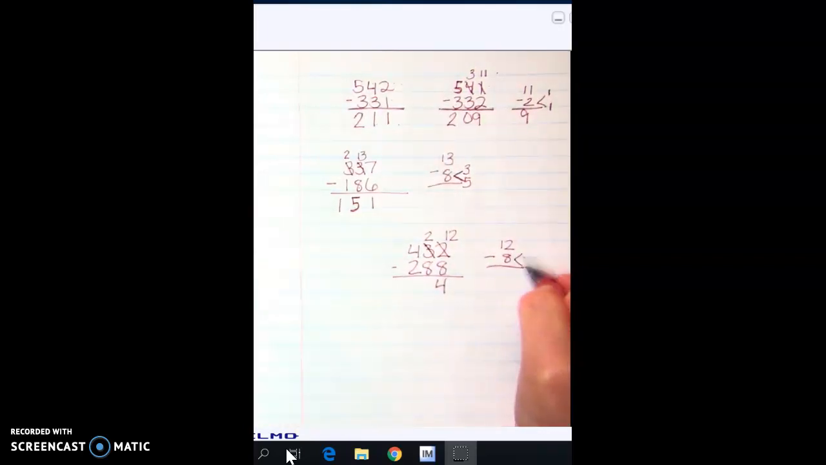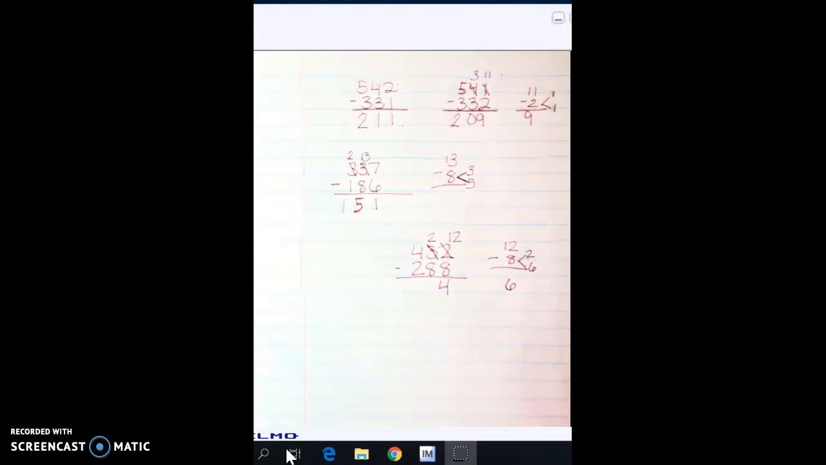Or let's try it this way. You're at 12. Take away 2 to get to 10. So of that 8, you're just taking away 2 and then take away 6. So 12, take away 2 will give me 10. Take away 6 more will give me 6. Okay? Is that right? No, sorry guys. Will give me 4. I did that wrong.